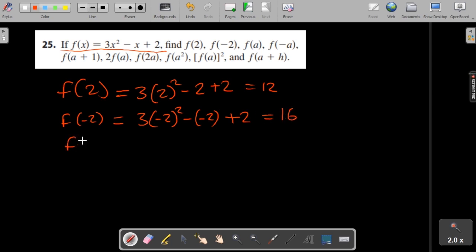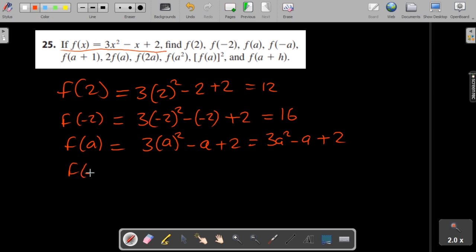The next one is f of a. In place of x, we're going to substitute a. And we just have 3a squared minus a plus 2. Next one is f of negative a. So this is a squared, so 3a squared plus a plus 2.